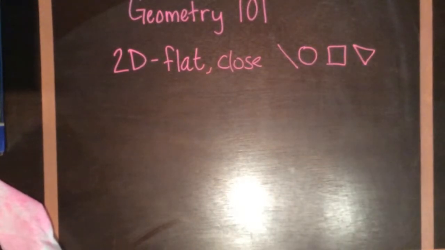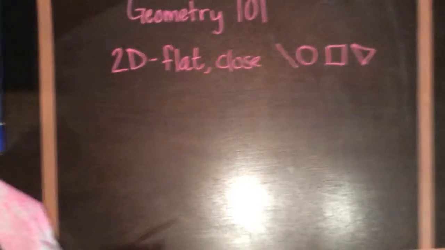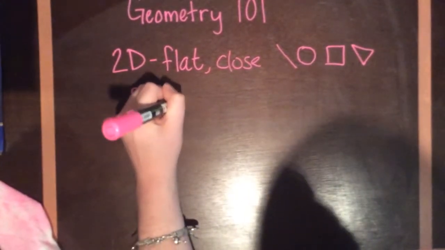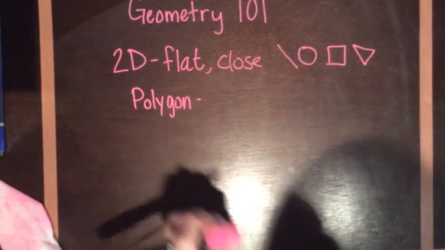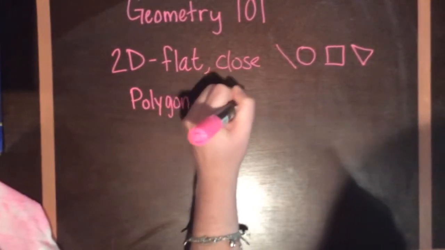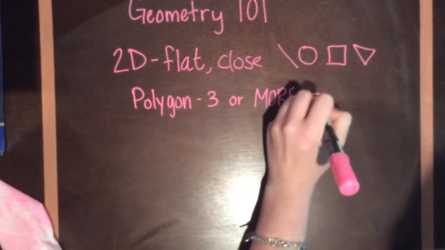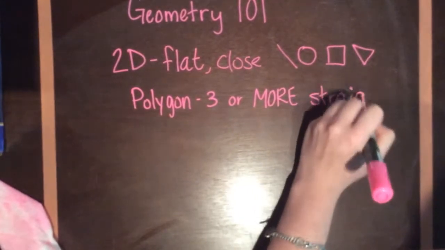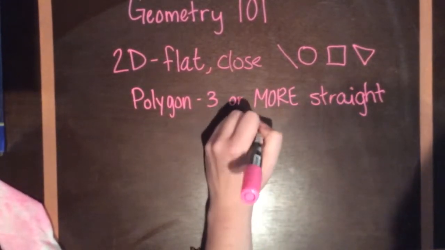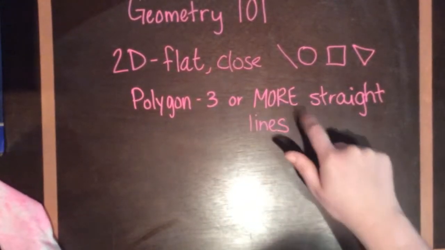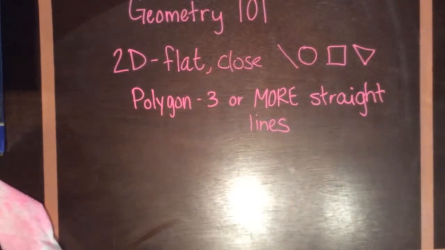Okay. And a couple of words that we have been implementing into our vocabulary and into our journals. The first one is going to be polygon. And a polygon is any shape that has 3 or more straight lines. Okay, so the key word here is more, 3 or more. That means it can have 17 straight lines if it needs to.